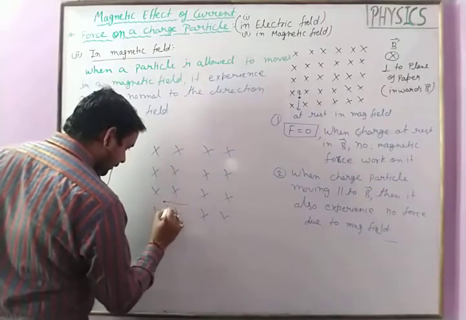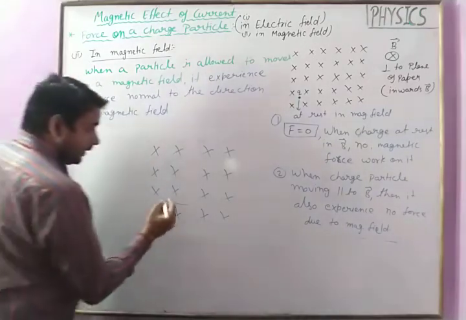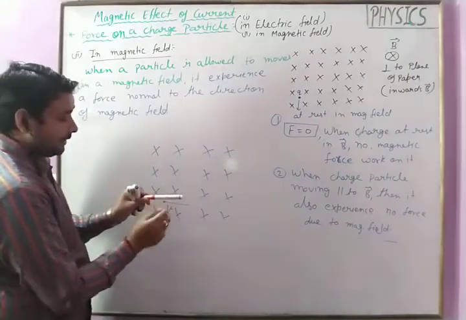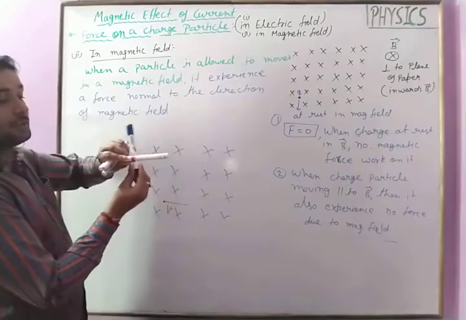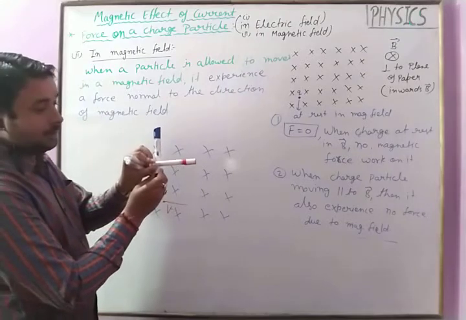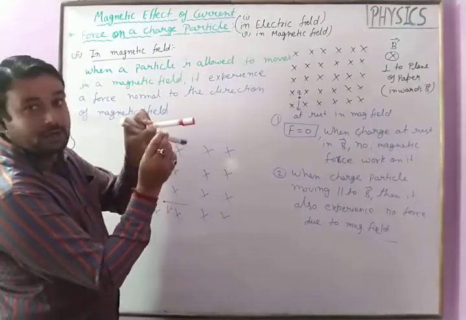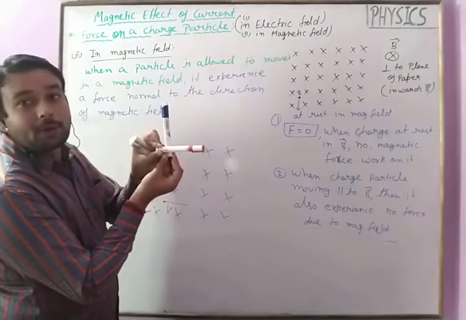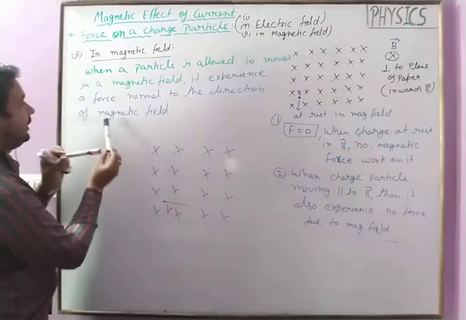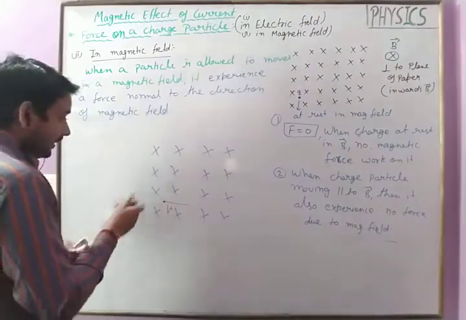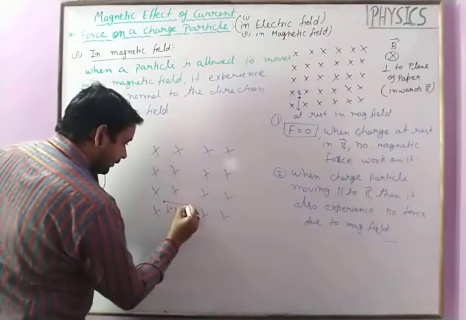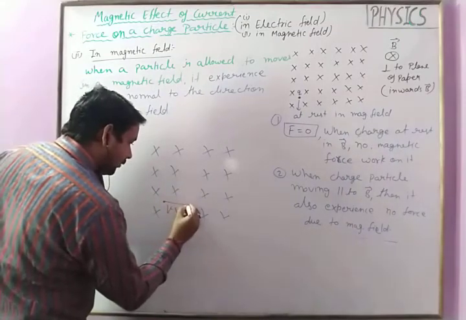And a particle is moving with velocity v, which is perpendicular to the direction of the magnetic field. This is the motion of the particle, shown by the red marker, and the magnetic field is in the inward direction, perpendicular to each other. So the force experienced by the particle in the magnetic field is normal to the magnetic field, and it is drifted or experiences a normal force.